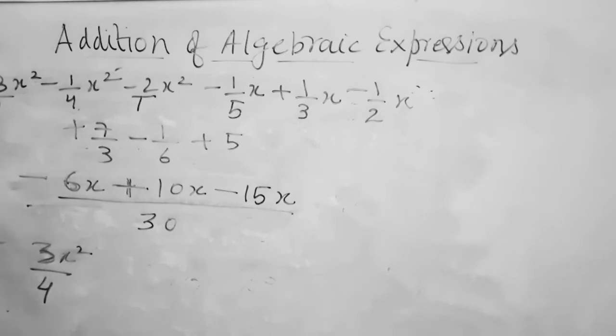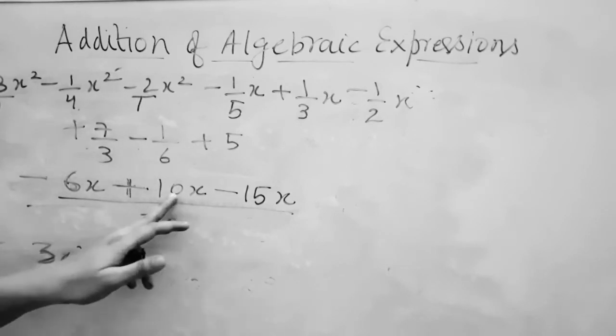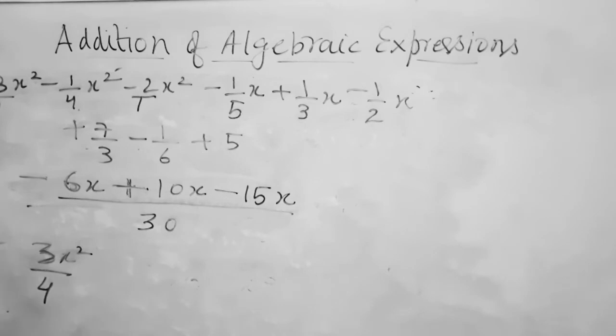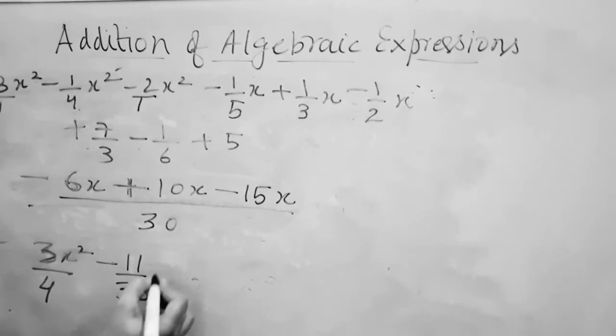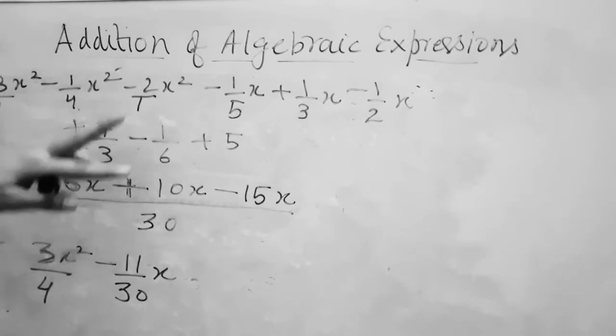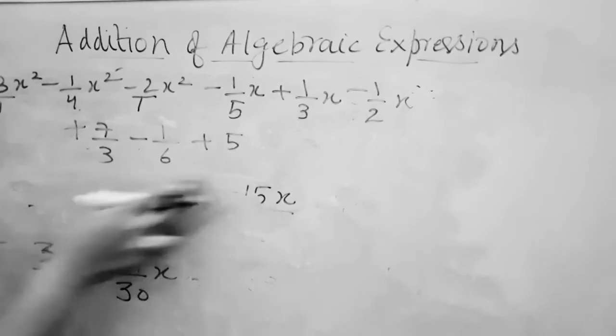Now we will solve this part. Minus 6 plus 10 is plus minus minus sign of the greatest number. So minus 6 plus 10 is 4x. Now 4x minus 15x. Plus minus minus and sign of the greatest number. So 4x minus 15x is minus 11x. So here it will be minus 11 upon 30x. We have solved this part also. All the coefficients of x have been solved.